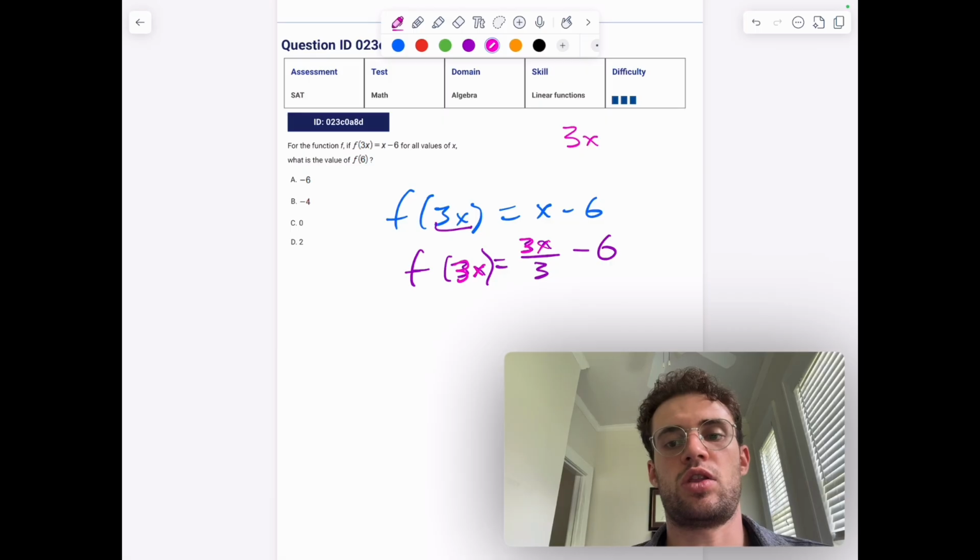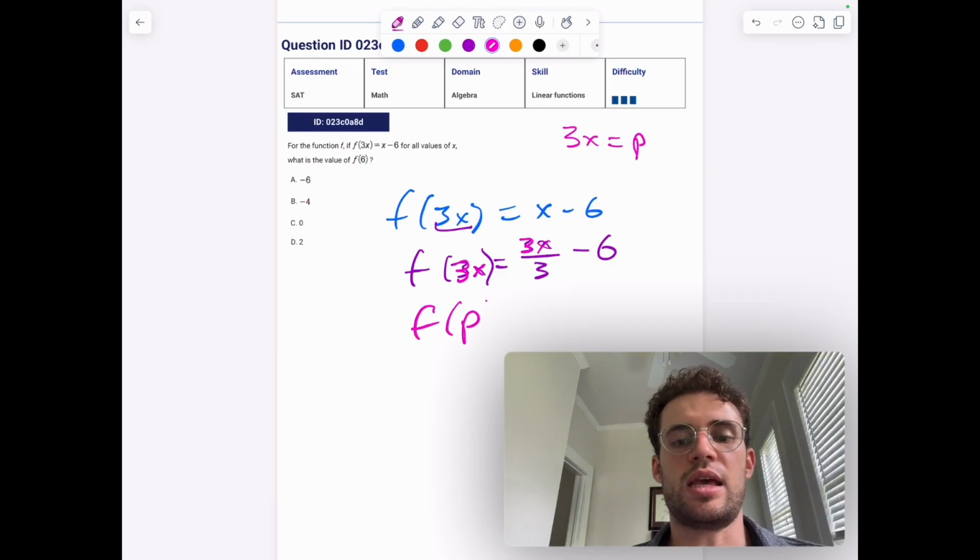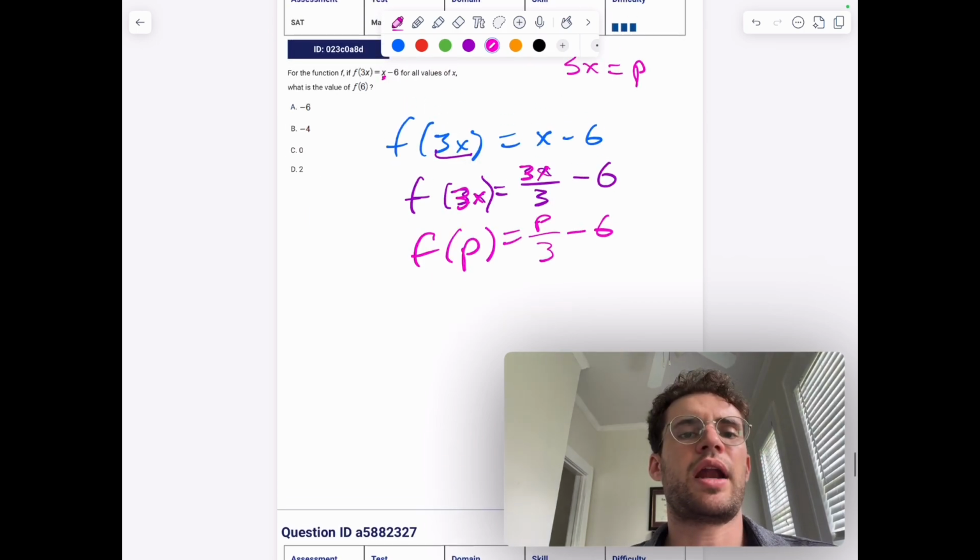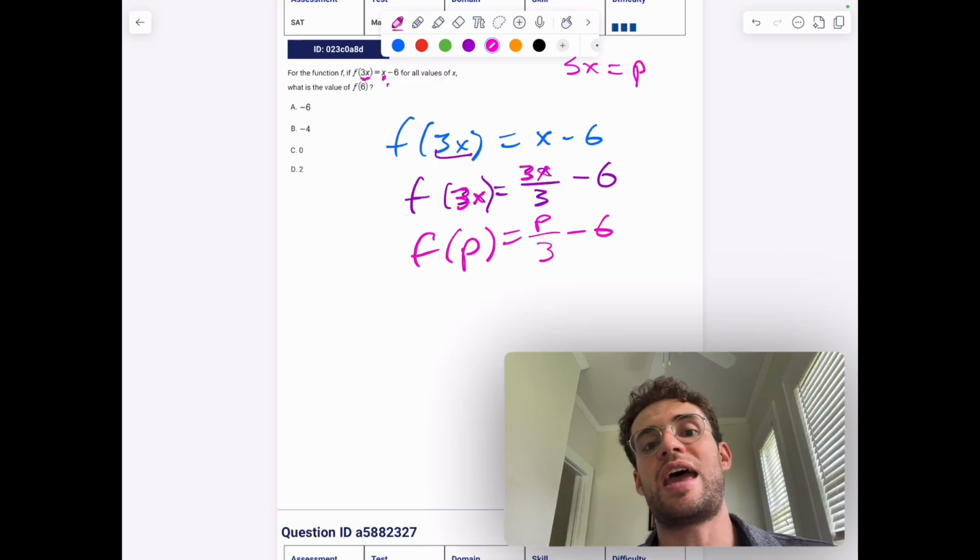You could say 3x equals p, or something like that. Then you get f of p is equal to, put the p where the 3x is, p divided by 3 minus 6. I didn't want to have 3x as the input and a third of that as the output. I acknowledge the fact that you're multiplying it by a third. Whatever you input, you multiply it by a third, and then you subtract 6.